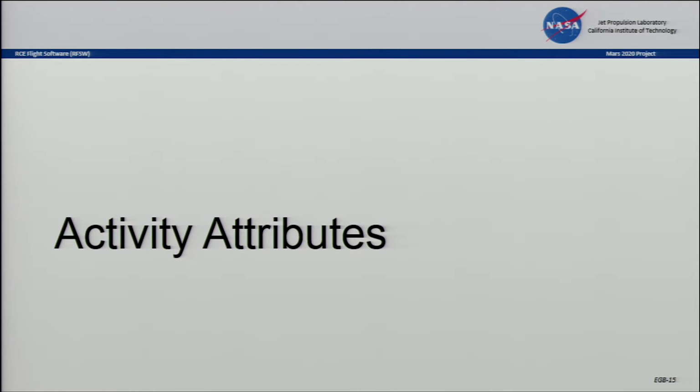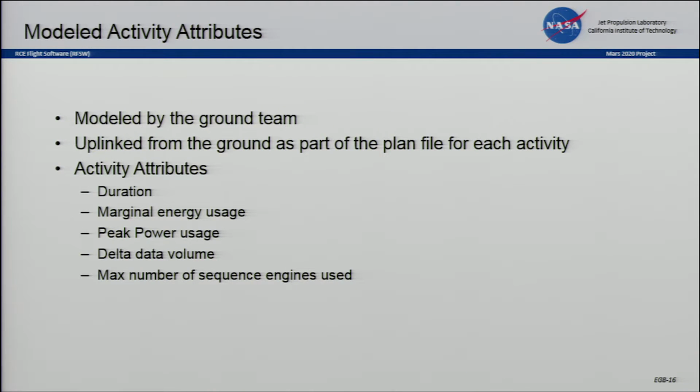Now we're going to look at attributes of activities themselves. So these activities have a duration, how much energy they're going to use, how much peak power they could potentially take up, how much data volume they're going to generate, and the number of sequences they could potentially spawn at the same time. Those are all modeled by the ground, and those are uplinked as part of the plan file. And we need that to do our onboard predictions and modeling and check for conflicts.